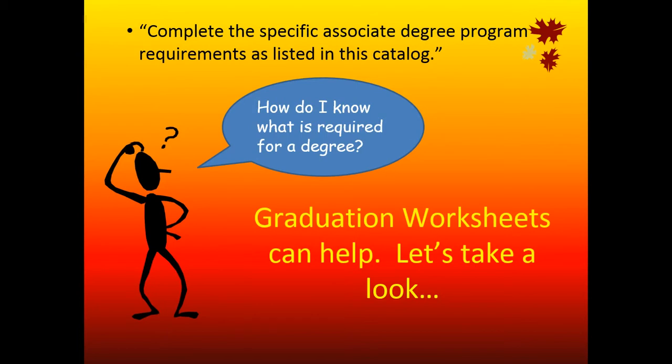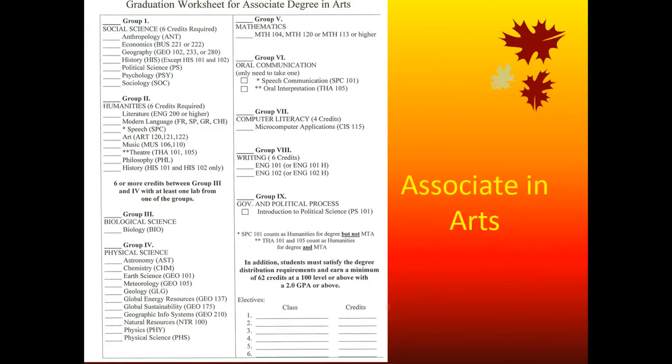For many of you who are going on to a four-year college or university, you're going to use one of the graduation worksheets to help you keep track of what you need. So let's take a look at one of them. This is a worksheet for the associate degree in the arts, or the liberal arts transfer degree. I realize the text is probably a little small, but if you're maximizing your screen, which you really should do, I think you'll be able to see the wording on here.